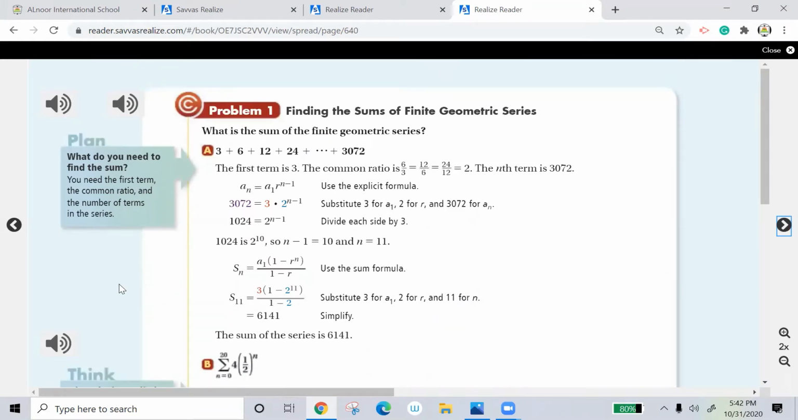Okay, let us solve problem number 1. Finding the sums of finite geometric series. When we have the word finite, we have the first and last number. Letter A, we have 3 plus 6 plus 12 plus 24 and so on up to 3072. What we need is to find the sum. Okay, what is our first term? Our first term is 3, or our A sub 1 is equal to 3.